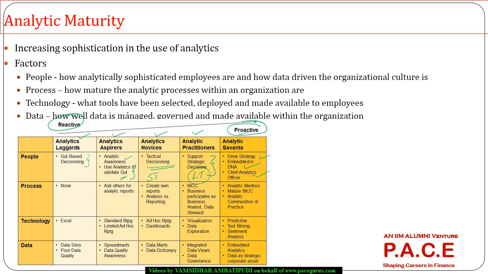Process-wise, when we talk about laggards, there is not much analytics in them, so there is no process. In the case of aspirers, they ask others for the analytics report. They at least outsource the analytics processes to outsiders. Whereas when it comes to novices, they generate some of their reports. They do some basic analysis, but reporting is done heavily in those organizations.